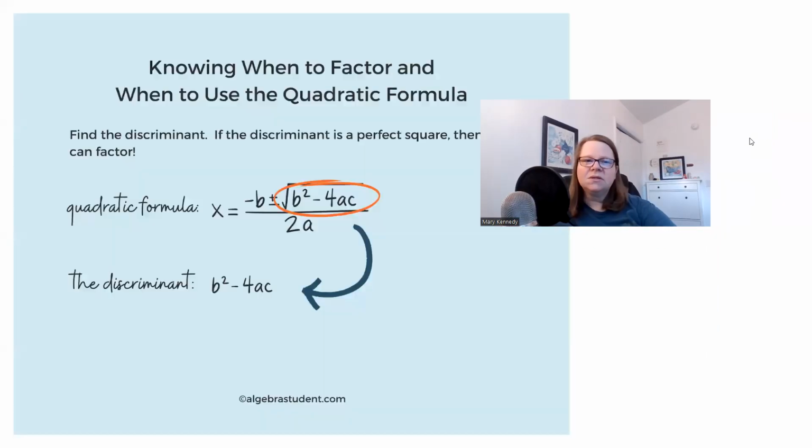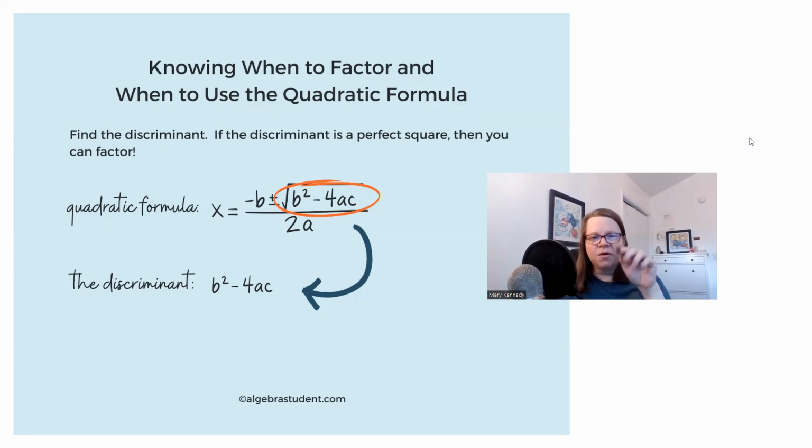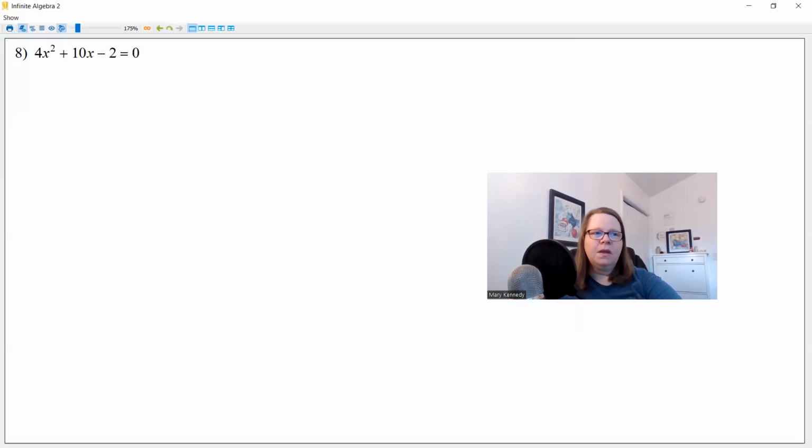So let's look at it on this screen. The discriminant is just part of the quadratic formula there. It's b squared minus 4ac. If that's a perfect square, then you can factor. So let's take a look at one here.